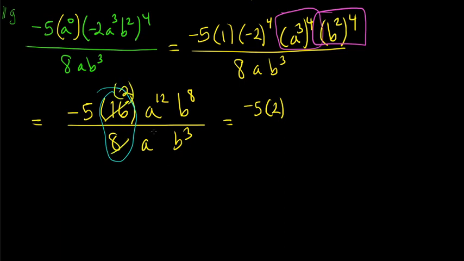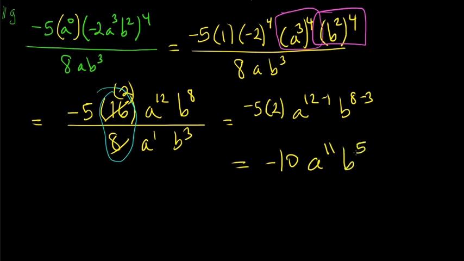And then this is going to be 12 minus 1. So a to the power 12 minus 1 times b to the power 8 minus 3. So negative 10, a to the 11, b to the 5. Okay, so that's part G.